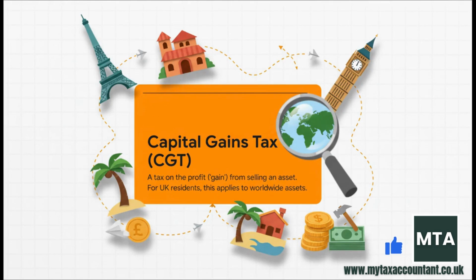So what is this thing called capital gains tax, or CGT? Well, it's actually pretty simple. It's just a tax on the profit, the gain, you make when you sell something that's gone up in value. But, and this is the killer detail, for UK residents, this applies to your worldwide assets. That little sentence is everything. It doesn't matter if your apartment is in Alicante or your condo is in Florida. If you are a UK tax resident, HMRC considers that gain taxable right here at home.